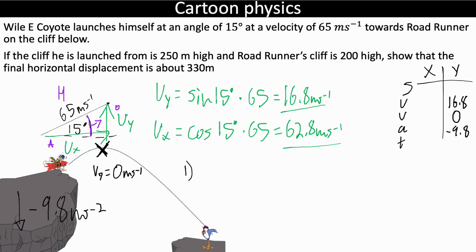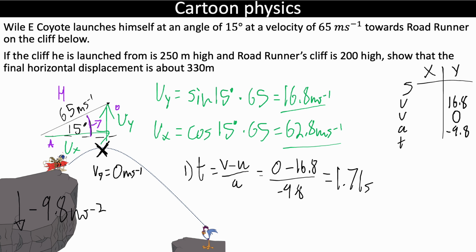So that's really step one in figuring out how long it takes to go up. If you look at your equations of motion, there's one that fits quite nicely. That would be 0 minus 16.8 divided by minus 9.8, which gives a time up of 16.8 divided by 9.8, that is 1.71 seconds. Now, time up is going to be shorter than time down because he's got all this extra distance to fall, which is a total of 50 meters.